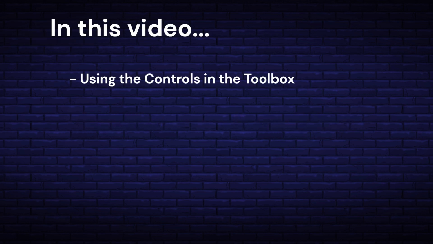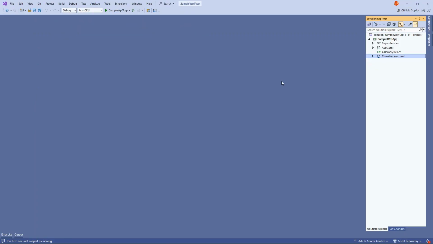In this video, we are going to be friends with the toolbox of WPF. And then we are going to see how to create basic UI using drag and drop, and also by writing XAML code. So let's start by opening our MainWindow.xaml file.